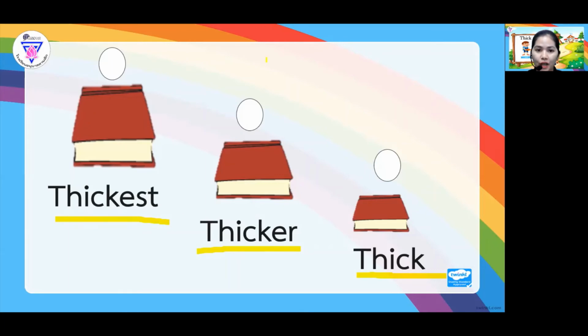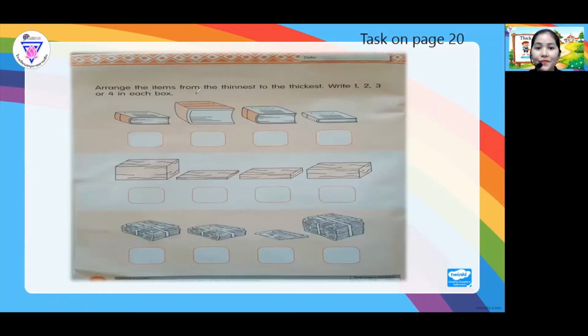So if your teacher wants you to arrange those pictures from the thick one to the thickest one, you might as well write this. That is number 1. This is number 2, and this is number 3. It depends upon the instruction, okay? Arrange the items from thinnest to the thickest, okay? From thinnest to the thickest, and write 1, 2, 3, 4.